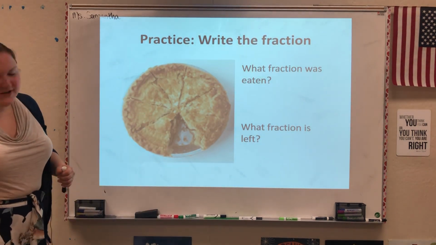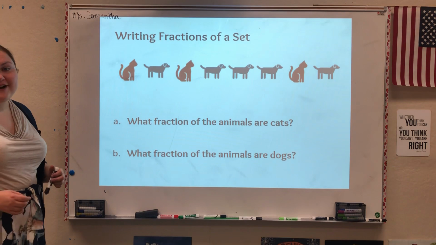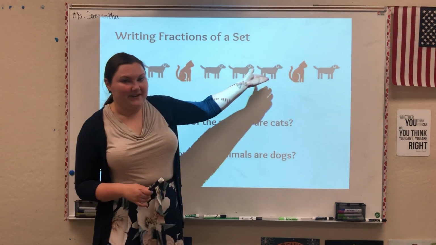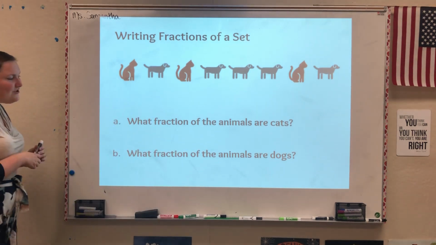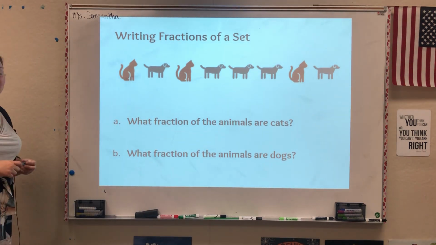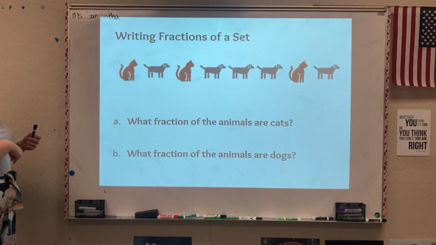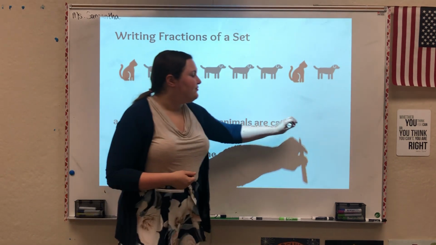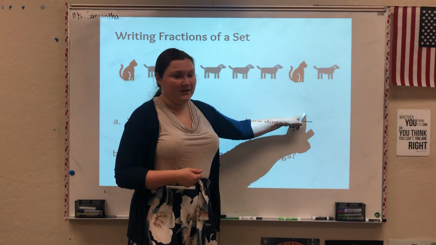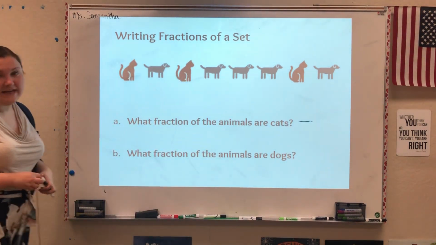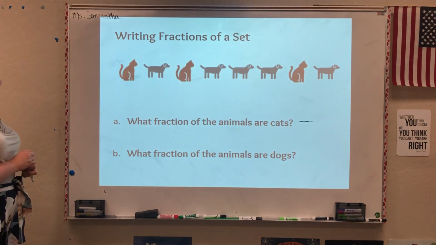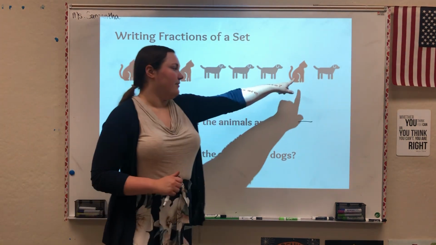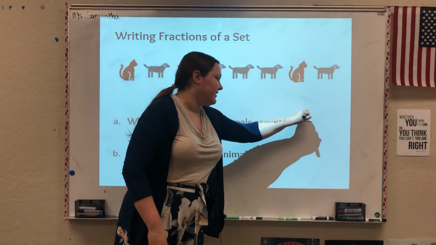The other fraction, remember, is a fraction if you have part of a set. So here I have a set of animals. And the first question says, what fraction of the animals are cats? Similarly to the other one, there's 2 numbers I need. That numerator here, that top number, is going to be how many of the animals are cats. How many cats do I count? Well, I see 1, 2, 3. So that means my numerator is 3.